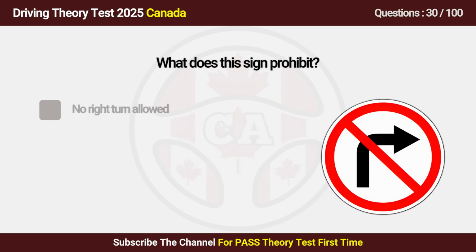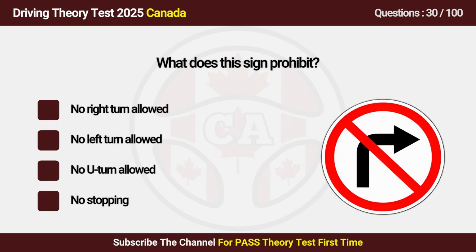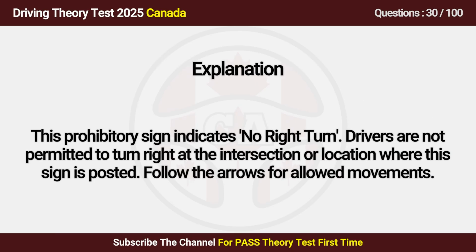Question 30. What does this sign prohibit? A. No right turn allowed. B. No left turn allowed. C. No U-turn allowed. D. No stopping. Answer is A. No right turn allowed. This prohibitory sign indicates no right turn. Drivers are not permitted to turn right at the intersection or location where this sign is posted. Follow the arrows for allowed movements.